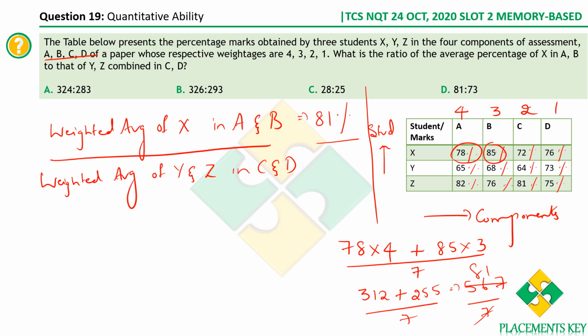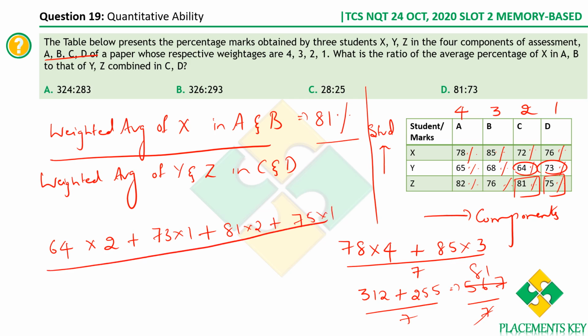Next, now we are supposed to find the weighted average of Y and Z in C and D. Okay, Y and Z in C and D. So Y in C, Y in D, then we have Z in C, then we have Z in D, and finally we'll have to add the total weightages. Okay, so how shall we find? First let's take Y. Y is what? 64. Y in C, 64 into 2 plus 73 into 1. Okay, plus now let's take Z's. 81 into 2 plus 75 into 1 divided by the total weightages.